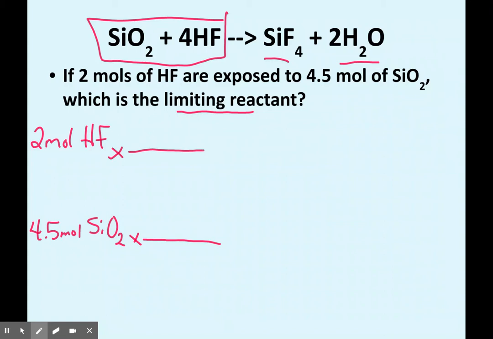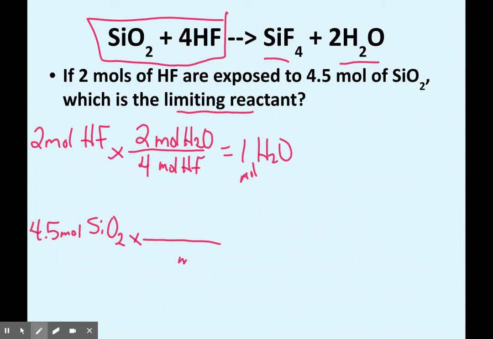Sometimes it might tell you to figure out how many grams of product, but if it doesn't, you can just take it to moles. So we've got 2 moles of HF, so moles of HF on bottom, and now we can switch, so moles of H2O on top, moles of one substance and moles of the other, so we need our ratio, so 2 and 4. So that means this is going to make 1 mole of water. And then moles of SiO2 on bottom.